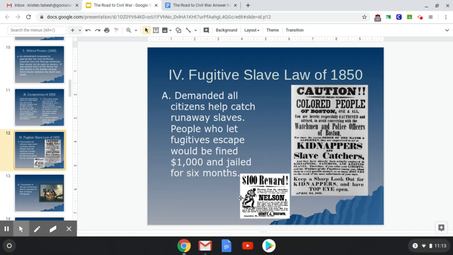And right here, you see a sign that was a reward. It's almost like a lost pet reward, which is so inhumane and so unbelievably unacceptable. But they were saying, "Oh, return my property," in quotes, you will receive a $100 reward. So this is kind of what you would see plastered in the North and the free states to try to ensure that nobody was escaping a slave state.